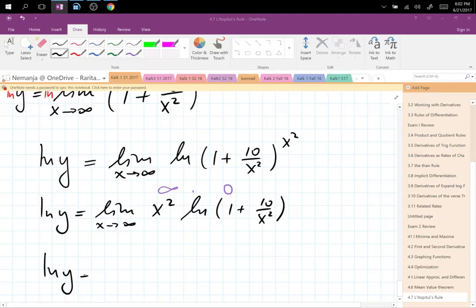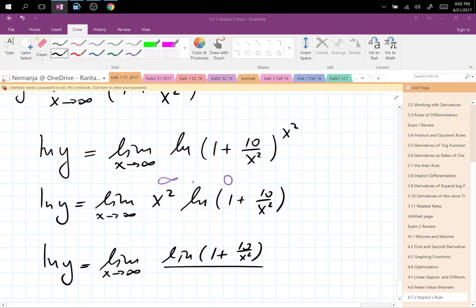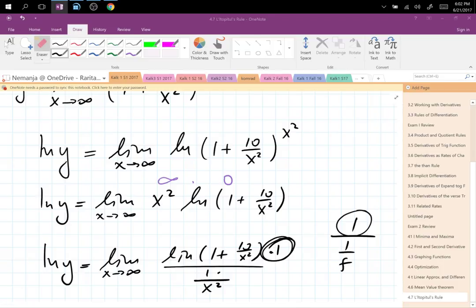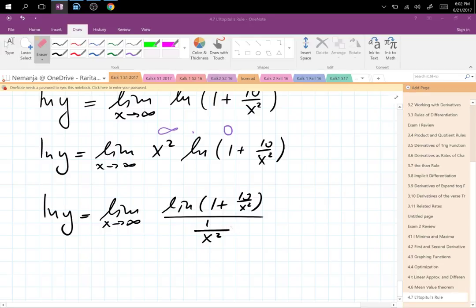So we're going to use the trick transformation. We have ln of 1 plus 10 over x squared divided by 1 over x squared. So that 1 on top is right here, and we don't have to write it. So when you have 1 over f, that 1 is this one. That multiplies the function that will stay in the numerator. So now we have 0 over 0, and we can use L'Hopital's rule.